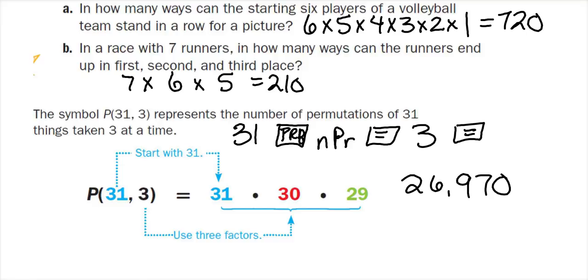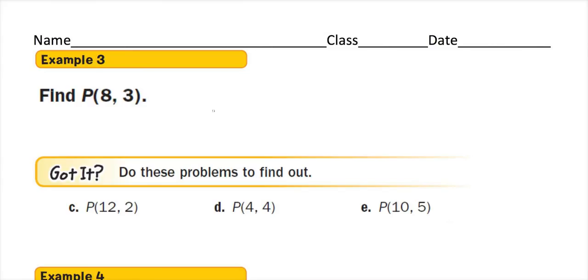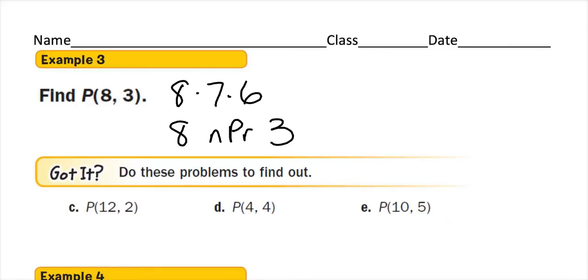So let's try that on the next one here. There we go. Okay, so we're going to do the permutation of 8 taken 3 at a time. All right, so let's just write out what that means. It really means 8 times 7 times 6. Now we don't want to do 8 times 7 times 6. So we're going to type in 8, NPR, and then 3. All right, so let's do 8 NPR 3.